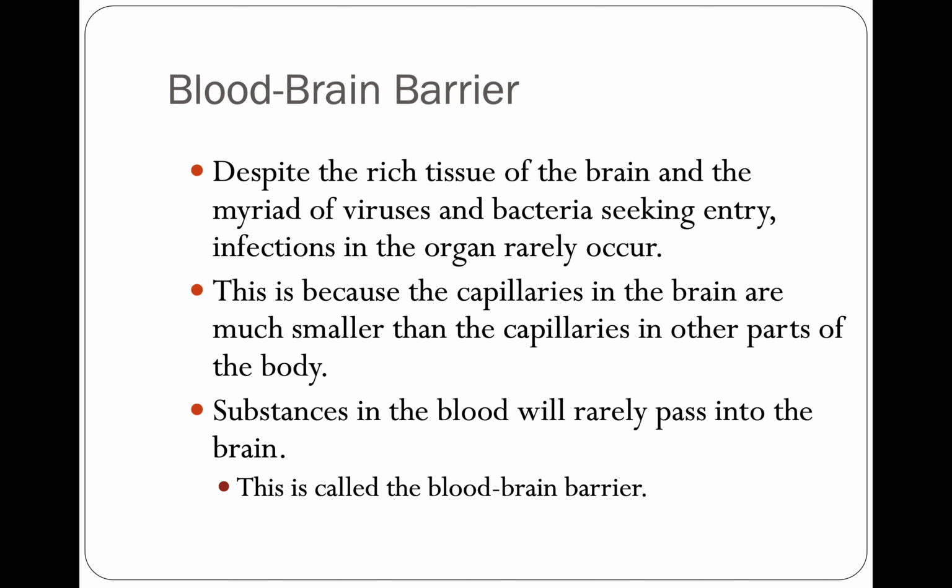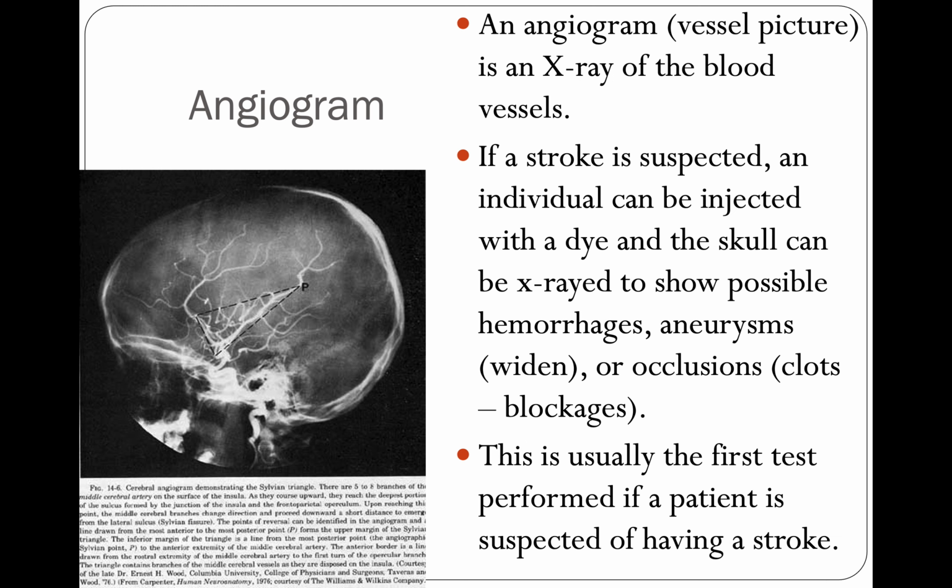Despite the rich tissue of the brain and the myriad of viruses and bacteria seeking entry, infections in the organ rarely occur. This is because the capillaries in the brain are much smaller than the capillaries in other parts of the body. Substances in the blood will rarely pass into the brain. This is called the blood-brain barrier.